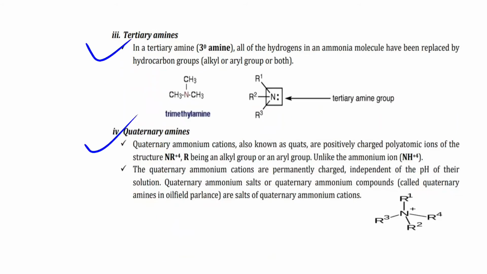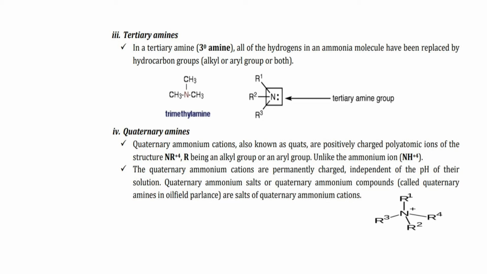Next, tertiary amines. In tertiary amines, all of the hydrogens in the ammonia molecule are replaced by alkyl or hydrocarbon groups. This is an example of tertiary amines: trimethylamine. This is the tertiary amino group.